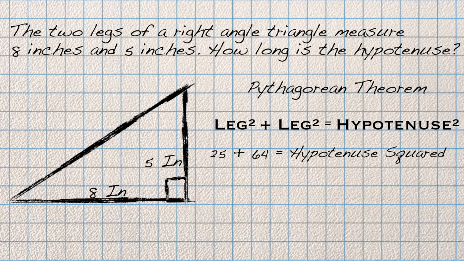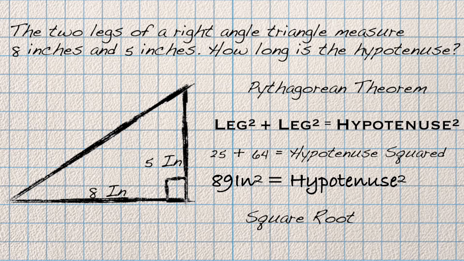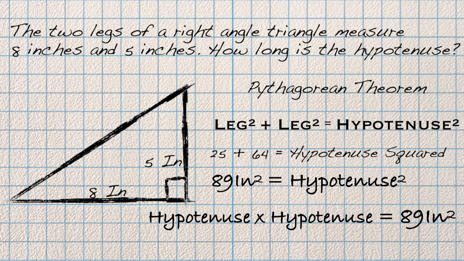Let's simplify this. 25 plus 64 is equal to 89 inches squared. So now we have 89 inches squared, which is equal to the square of the hypotenuse. We can simplify this in one of two ways. We can take the square root of both sides, or we can rewrite this as the hypotenuse times the hypotenuse, which is equal to 89.